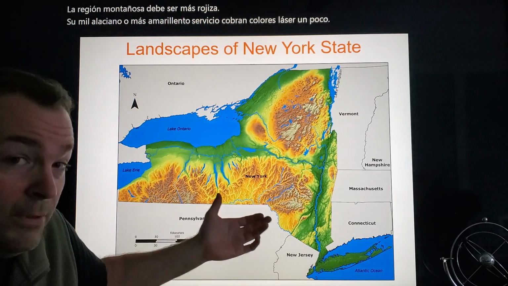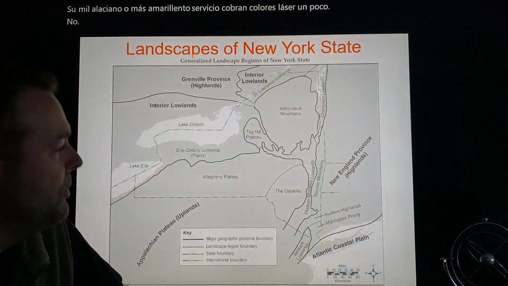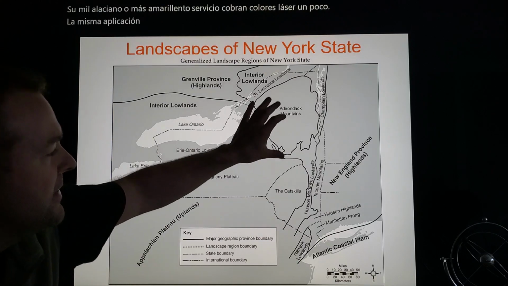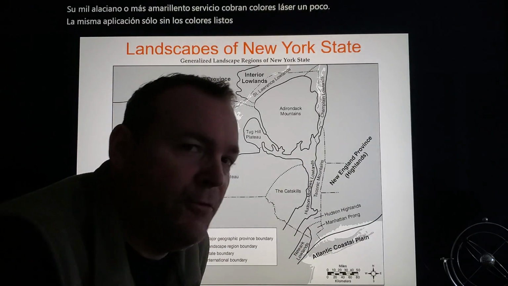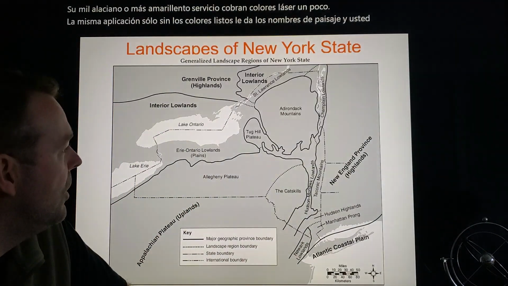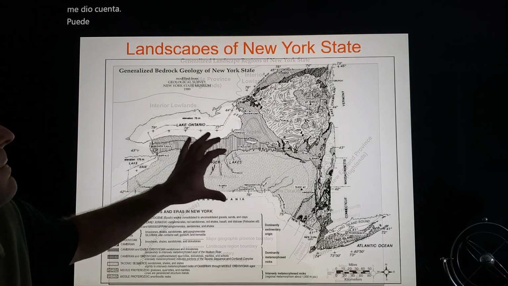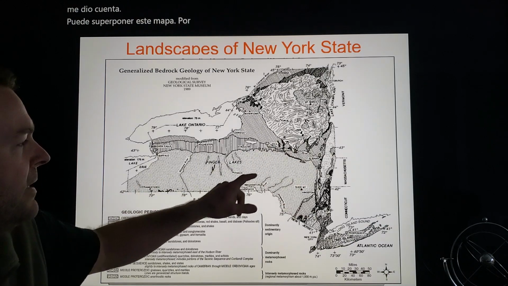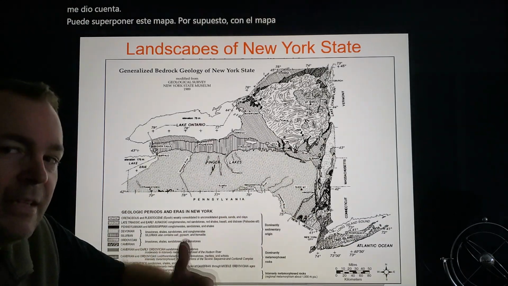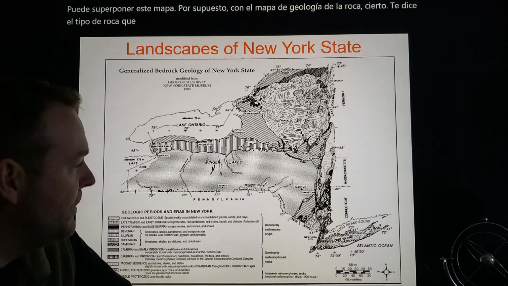Now, the reference tables has the same map, only without the colors, right? It gives you the landscape names. And you, of course, had to figure out what's high, what's middle, what's low. You can overlay this map, of course, with the bedrock geology map, right? It tells you the type of rock that's in each landscape. And that was a part of the lab as well.